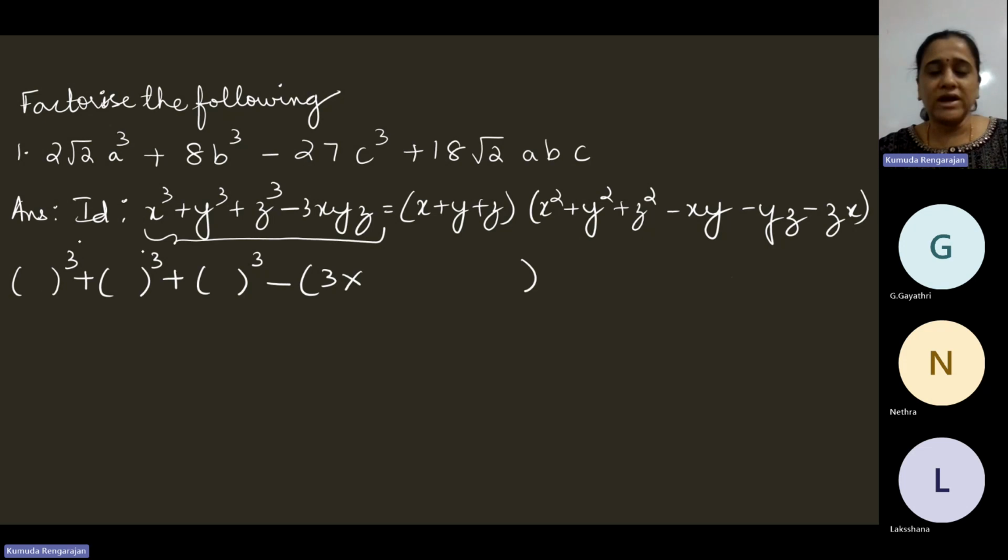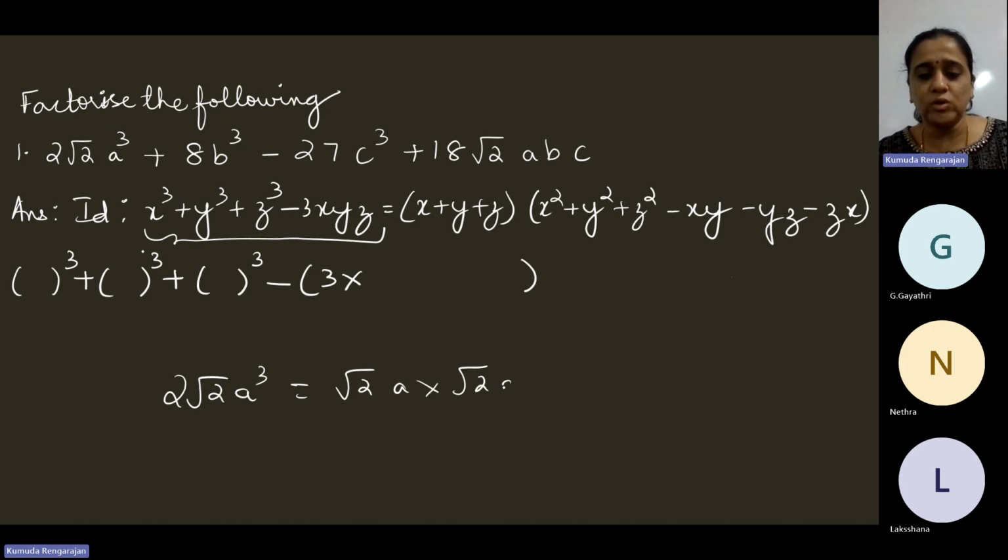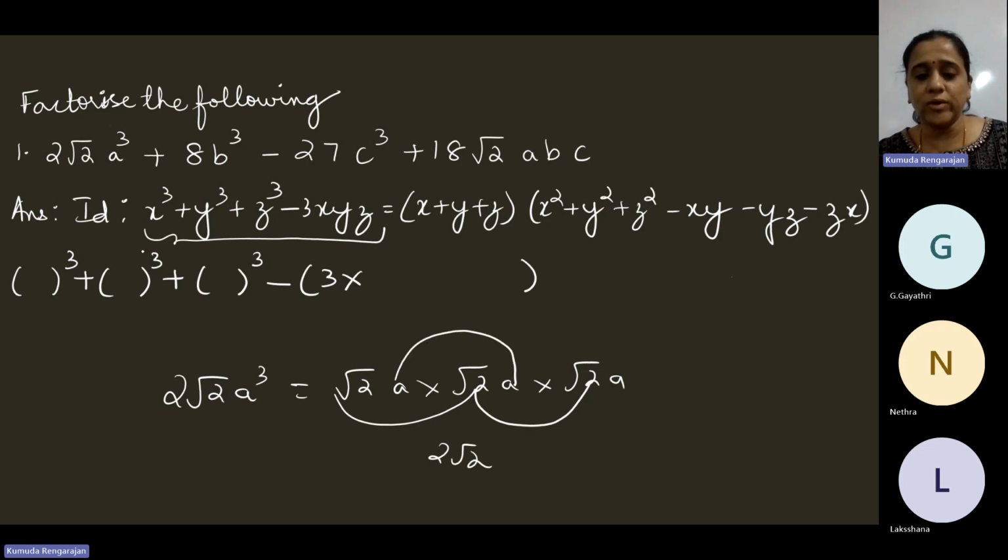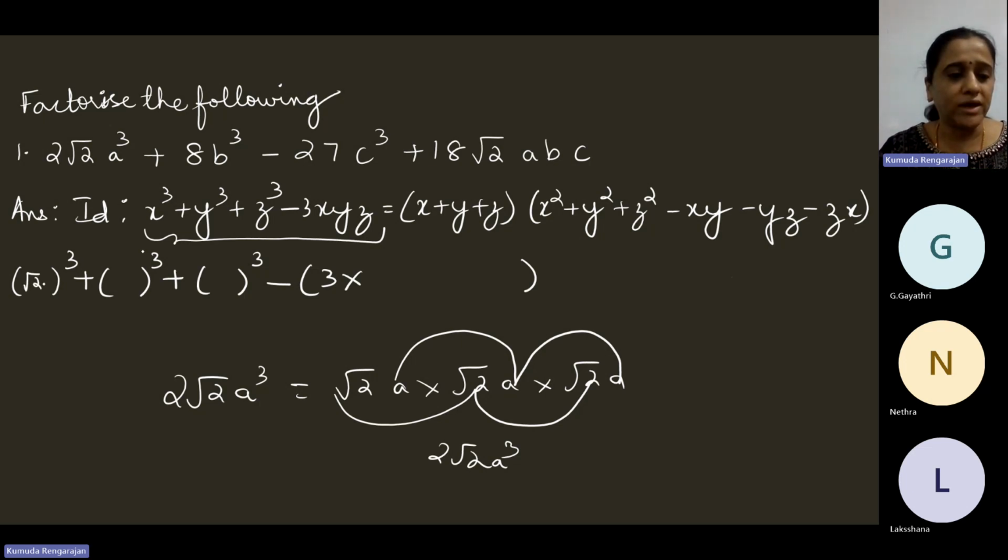So we understood that (2√2a)³ is equal to √2a into √2a into √2a, because root 2 into root 2 is 2, 2 into root 2 is 2 root 2, and a into a into a is a cubed. So this can be written as √2 a, with the a outside, not √2a under the square root. This is wrong. A into a into a is a cubed. Put the a outside the square root symbol. Not like this.